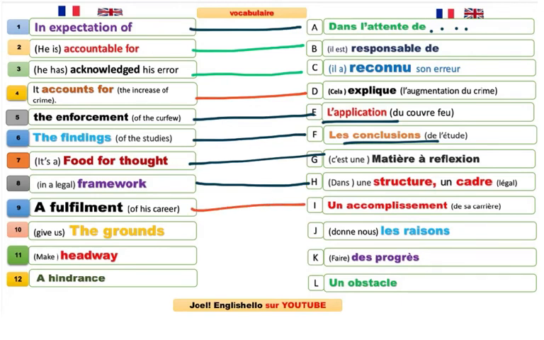A fulfillment, une réalisation, un accomplissement. A fulfillment of his career, un accomplissement de sa carrière. Give us the grounds. Donne-nous les raisons. What is the grounds? Quelles sont les raisons? Make headway. Fais des progrès. Keep practicing and you will make headway. Continuez de pratiquer et vous allez faire des progrès.